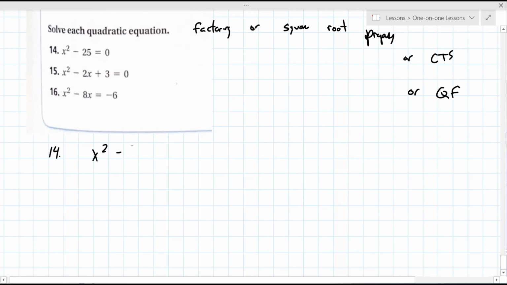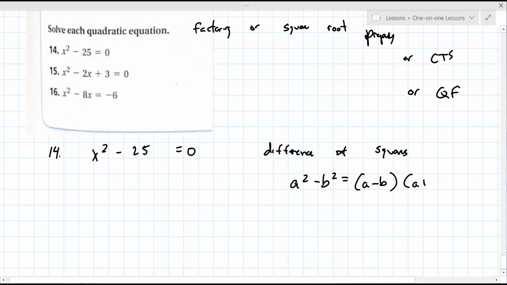14 is difference of squares. Now you don't have to do it as difference of squares, but it is a difference of squares problem. So it's yet another type of factoring. That's a squared minus b squared becomes a minus b, a plus b. The game is to figure out what squared gives you 25. So that's x squared minus 5 squared. So this produces x minus 5, x plus 5.